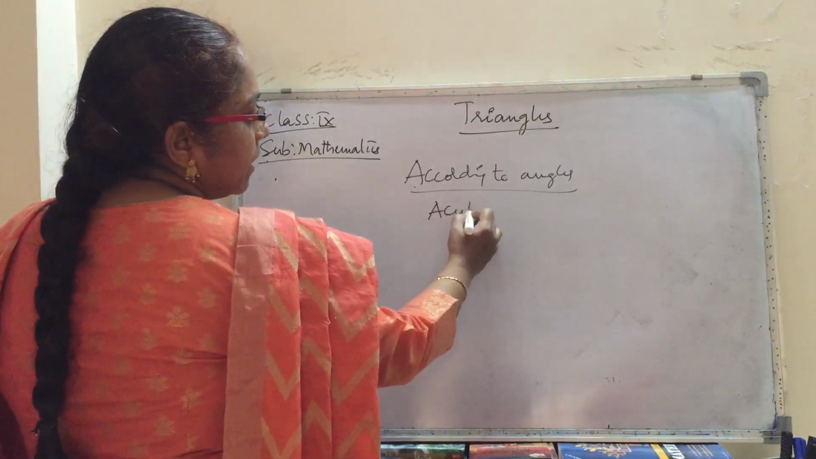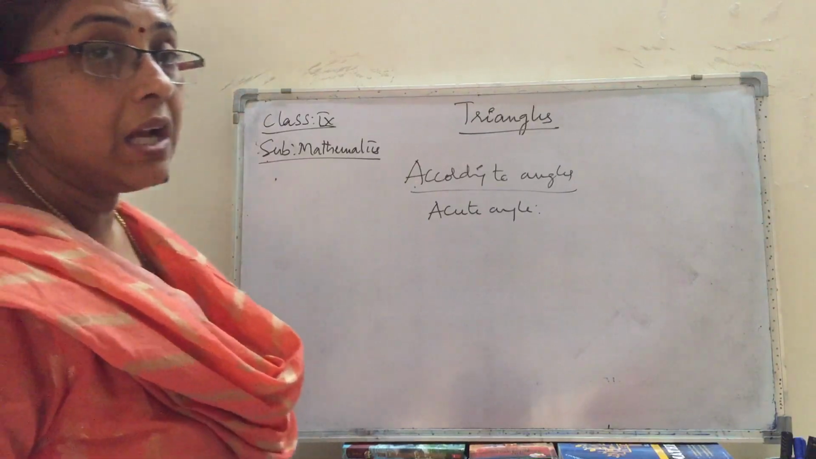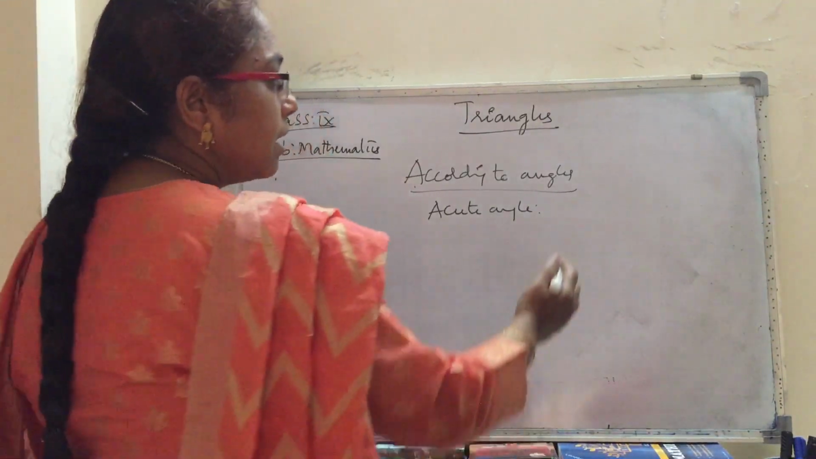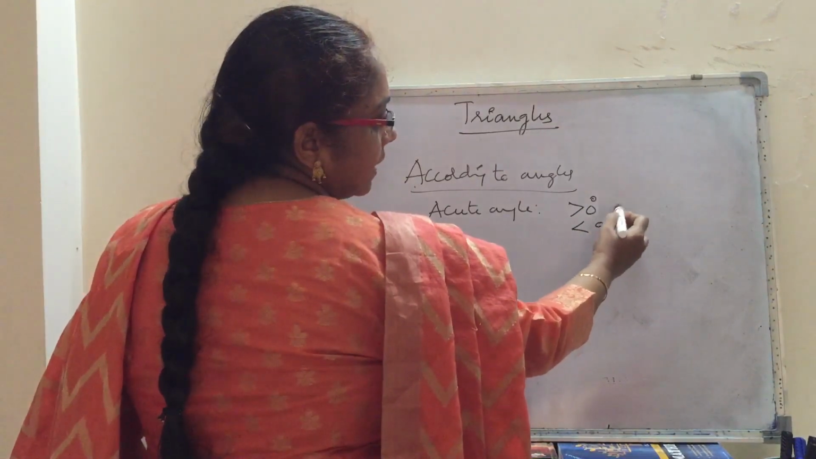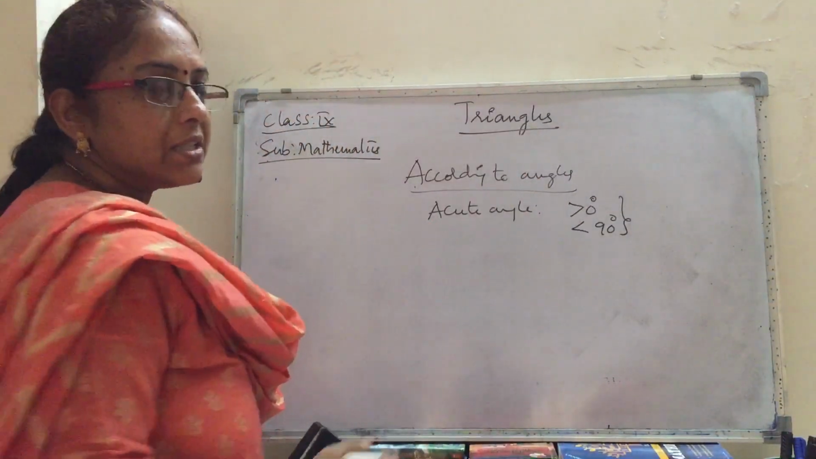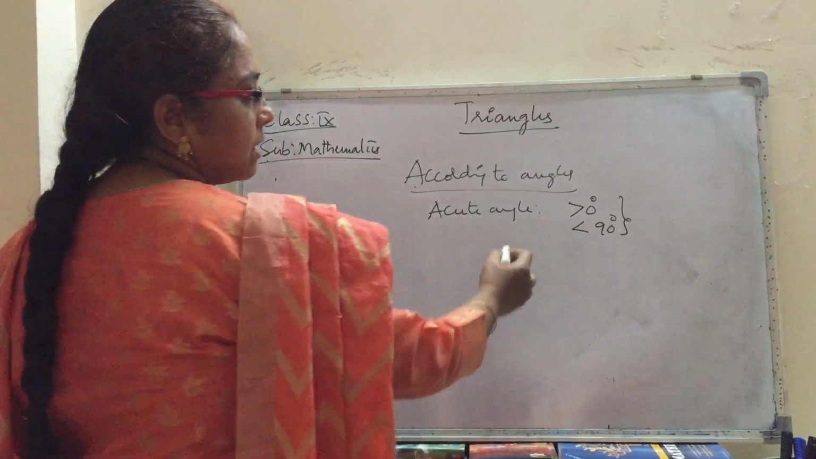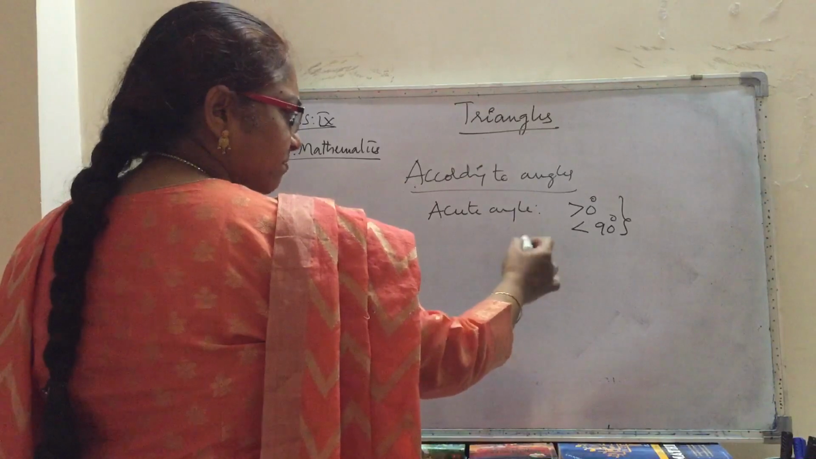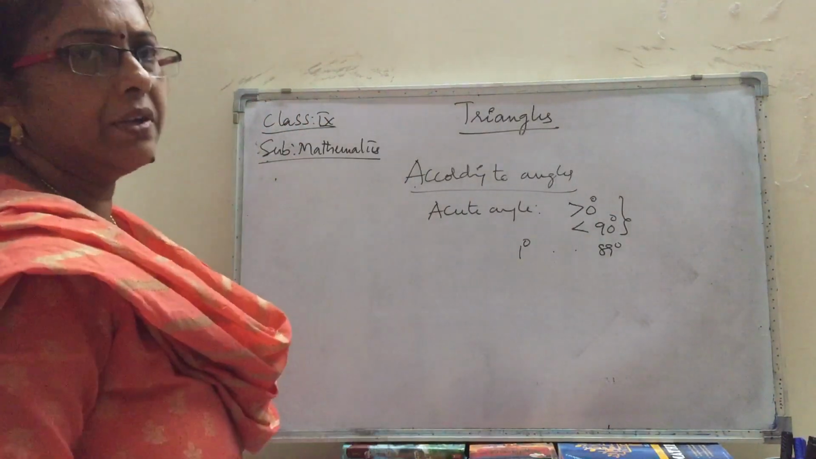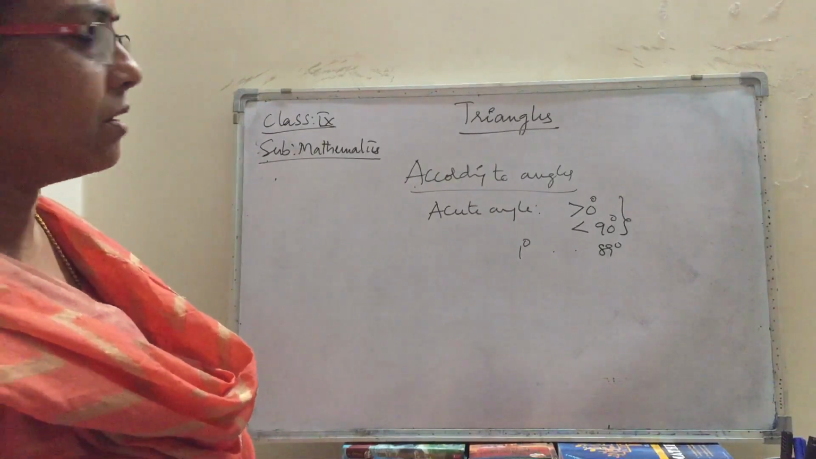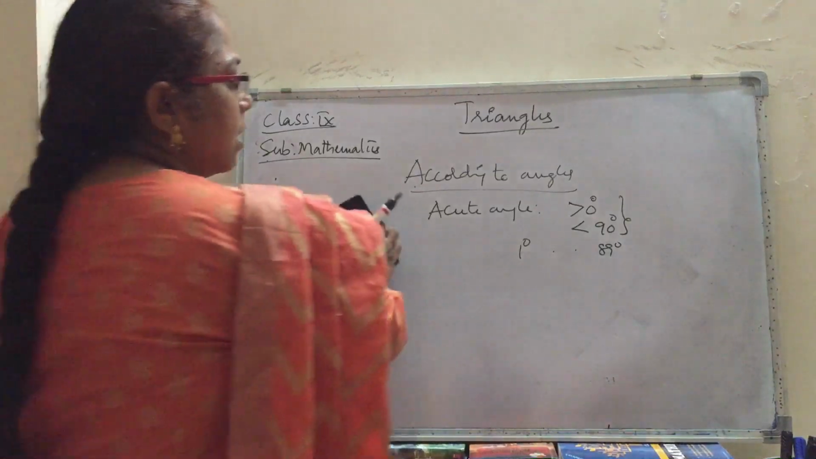Here, acute angle means what, children? What is meant by acute angle? An angle whose measure is greater than 0 degrees and less than 90 degrees. More than 0 means 1, and so on up to 89 degrees. All angles between 0 and 90 are called acute angles. Okay.